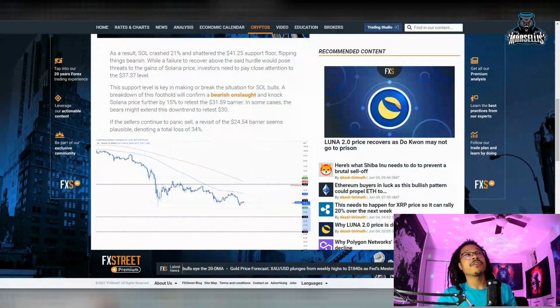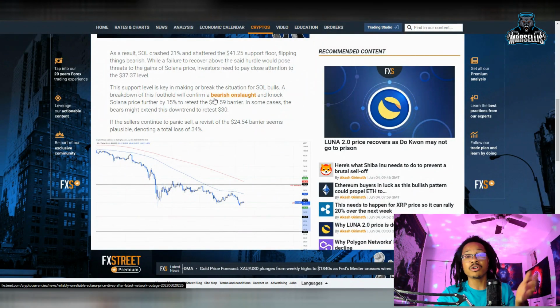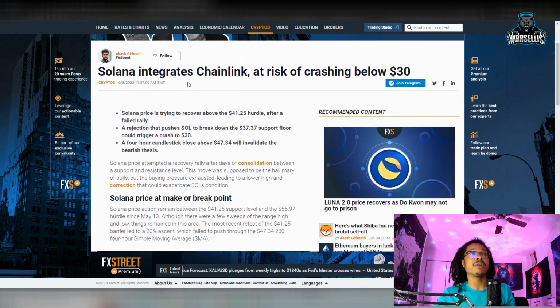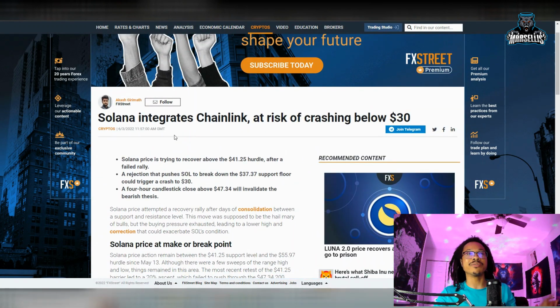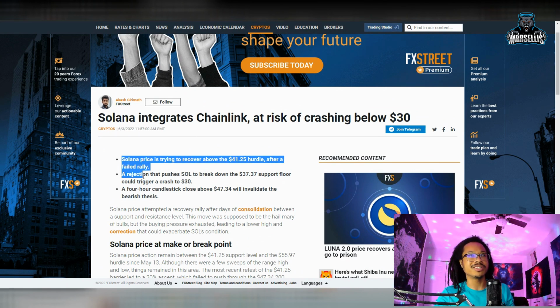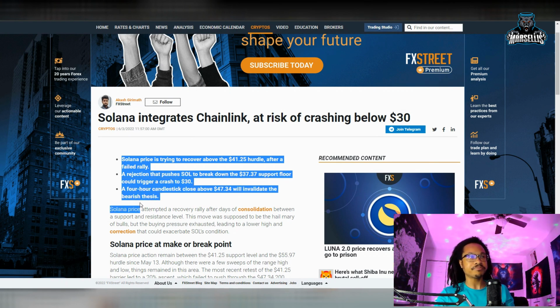Now, also, FX Street put out an article about Solana. So let's go over that. We're not going to read the whole thing because we don't really need to. We'll just read the little bullet points and I'll give my thoughts on it. Solana integrates Chainlink at risk of crashing below $30. So Solana price is trying to recover above the 41.25 hurdle.